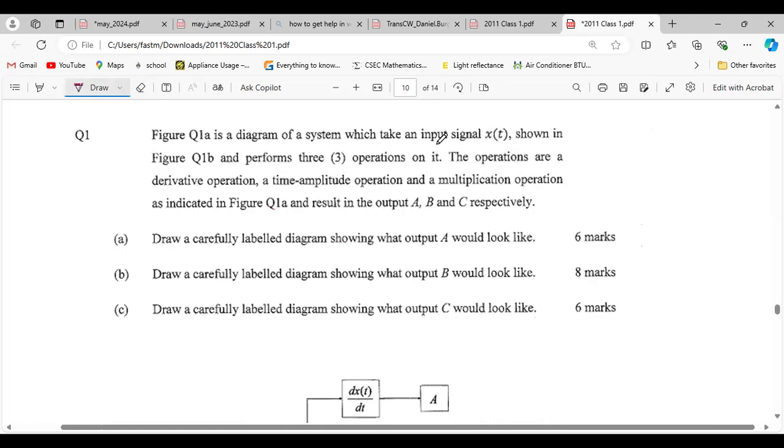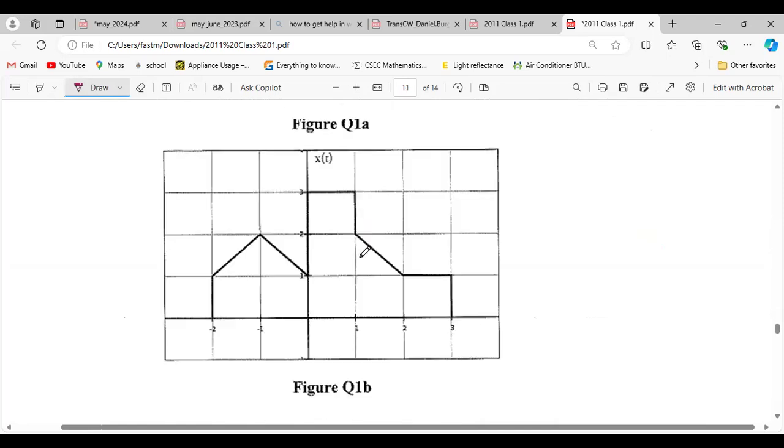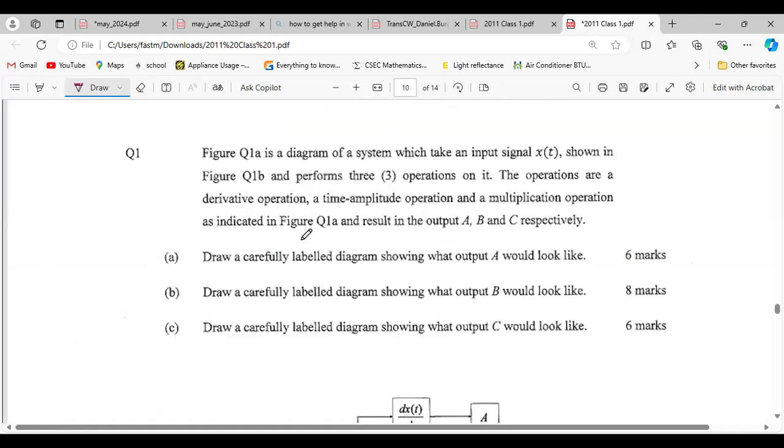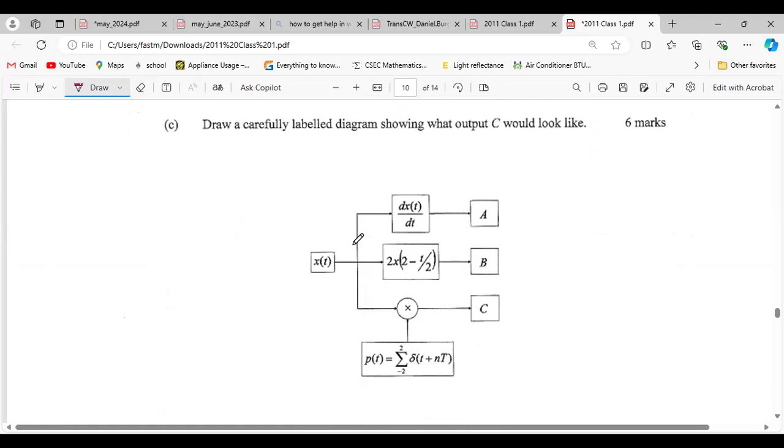So you have input signal x at t. So x at t is this signal here. Yeah, same graph. And then blah, blah, blah. So the operations are the derivative operation, a time amplitude operation, and a multiplication operation, right? So A, B, and C. So the first thing I want us to do is differentiate it, right? Yeah. Then they want us to do some operations, and then they want us to sample it, which is this.